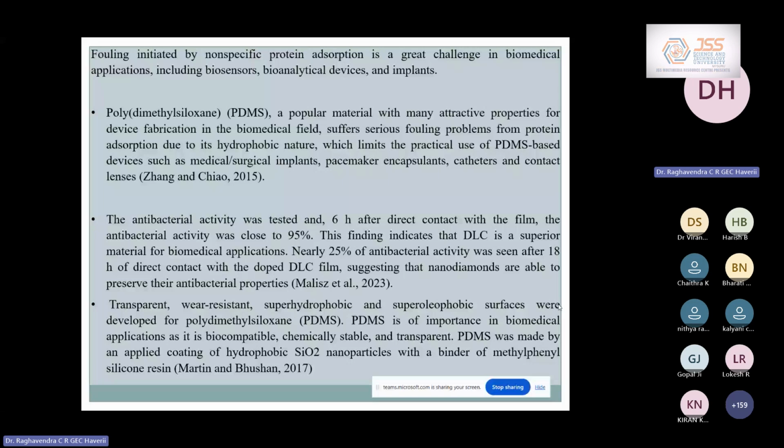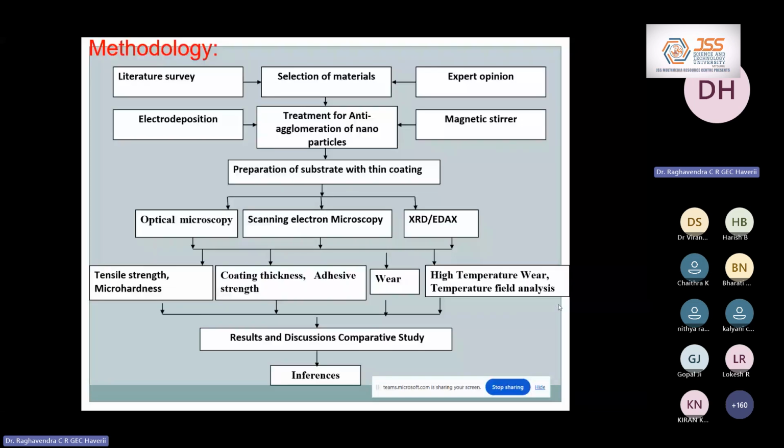Nearly 25% of antibacterial activity was seen after 18 hours, which is a great time of direct contact with the doped DLC films, suggesting that the nanodiamonds are able to preserve their antibacterial properties. Now, once again, silicon oxide nanoparticles have also been used on this PDMS material in order to avoid oxidation.